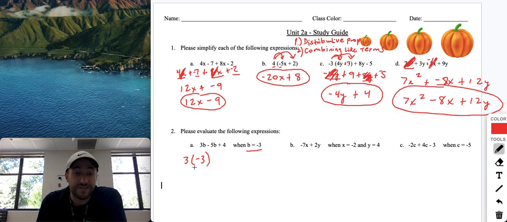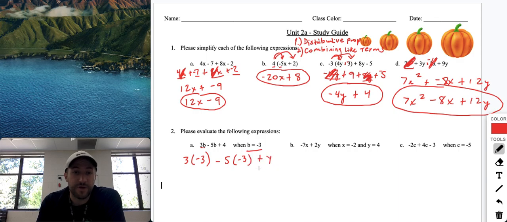And remember, this is multiplication. Whenever I have a coefficient and a variable, they're being multiplied together. So I'm going to separate it with parentheses to keep that multiplication at the top of my mind. Minus 5, instead of a b, I'm going to write negative 3, plus 4.